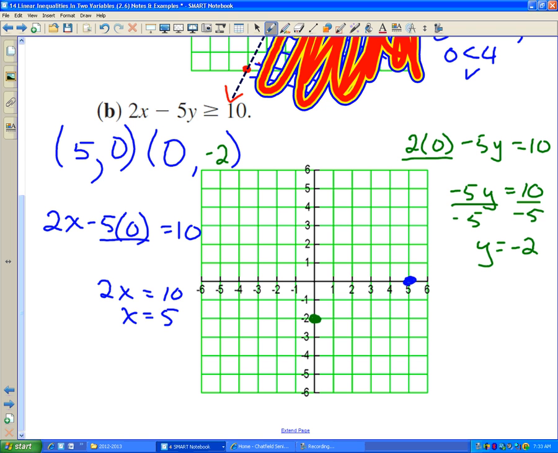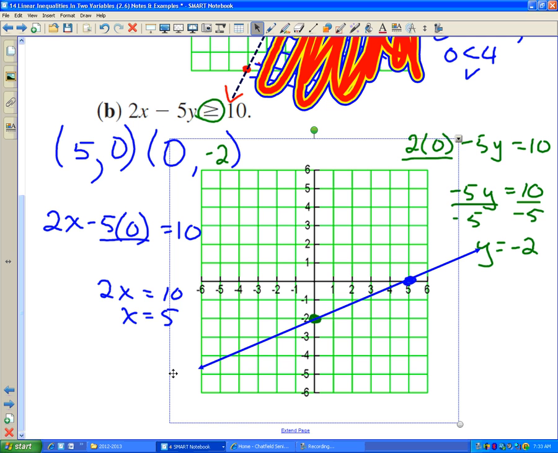Now I look back at my original inequality. Does this have an equals? Yes, it's greater than or equal to. So when I draw my line, I want a line that is a solid line. And that's what my line looks like.